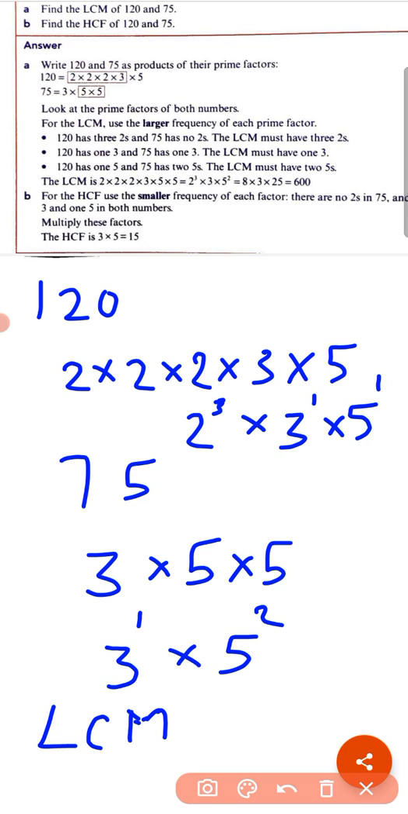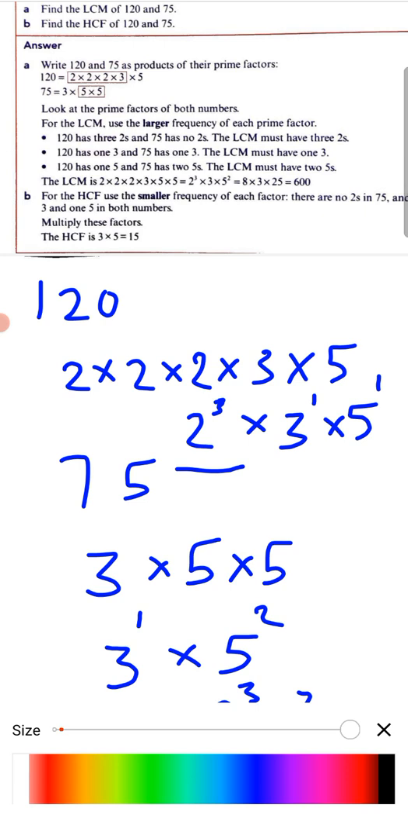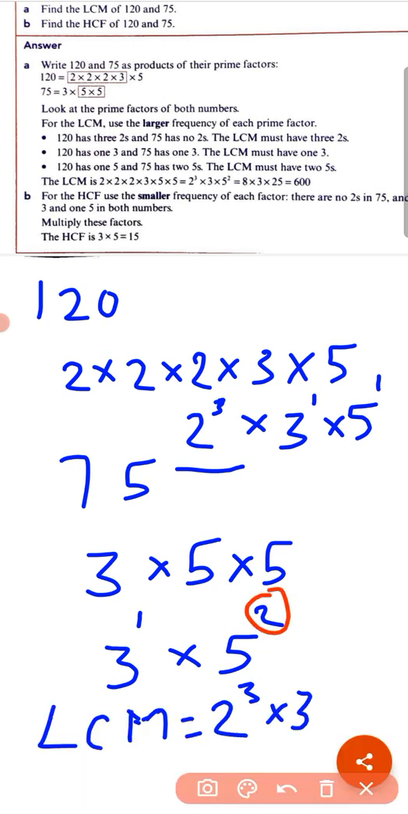So children, here the power of 2 is 3. So we can take 2 raised to 3. Then the power of 3 in both numbers is 1. So we can take 3. And the next factor 5. In 75, the power of 5 is 2. So we can choose 5 to the power of 2.